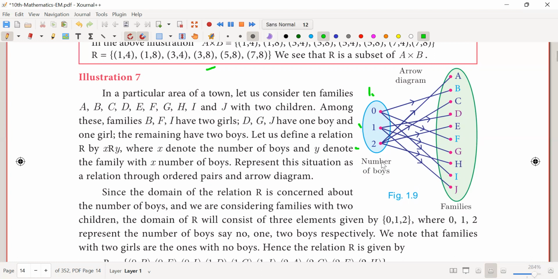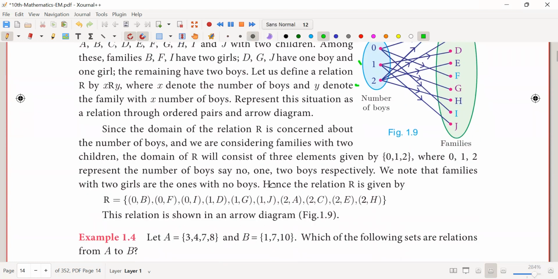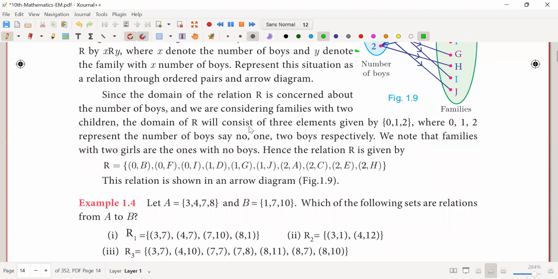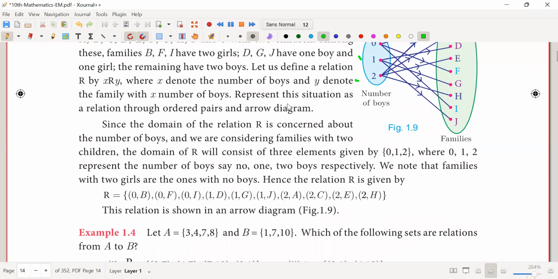This is not getting mapped, so they are ordered. See, they are related to some sequence, unsequence. So here, the third rule they didn't give at all. It obviously means that they have 2 boys, right? 2 boys. That's the relation. And this is the arrow diagram.